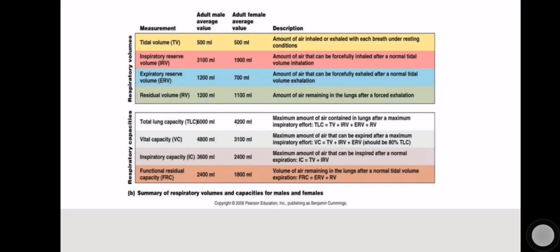These two pictures show lung volumes and lung capacity.